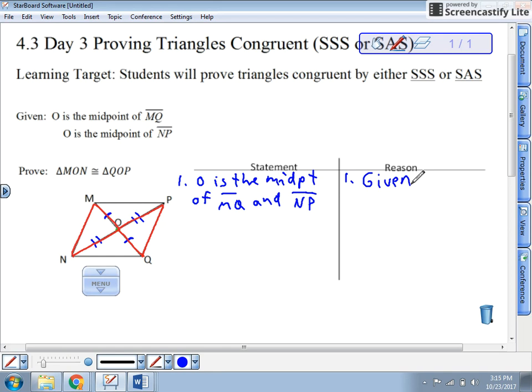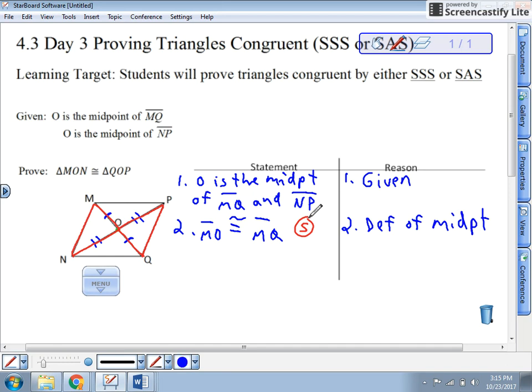Because of that, since O is the midpoint, we'll start with MQ, we can say that segment MO is congruent to segment OQ. And here's the reason for that: the definition of midpoint. I'm abbreviating, and you can do the same. And remember, I like to tell you to put a little S there for the part. We need three sides before we can end the proof. There's our first side, or three parts.